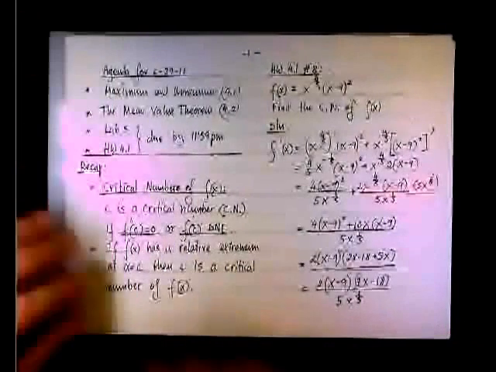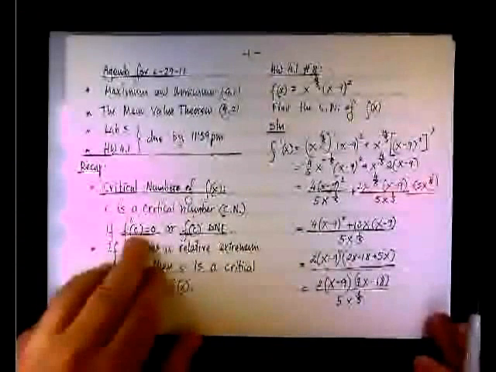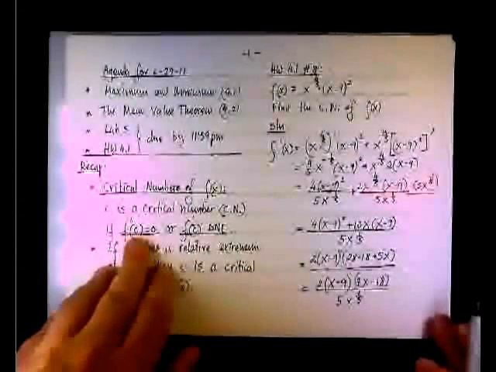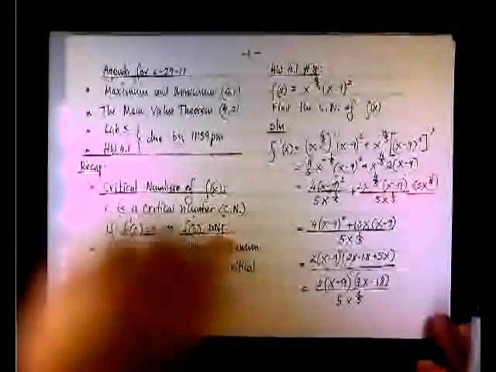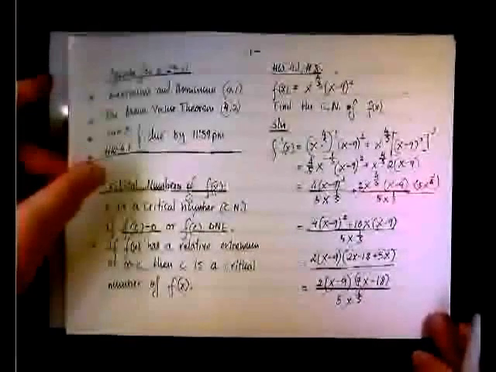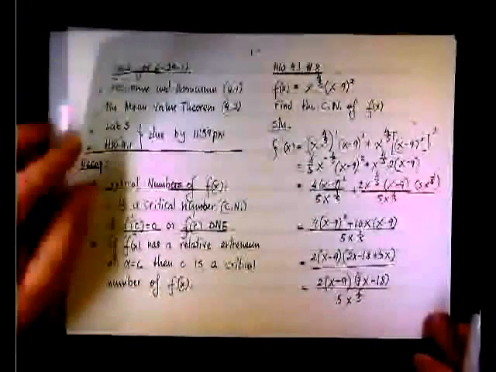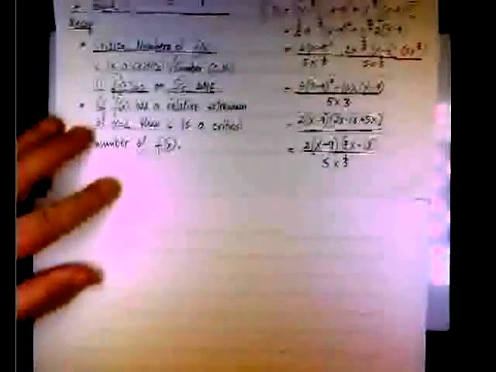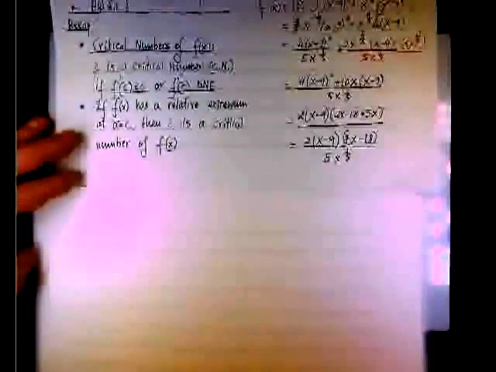And now I'm looking at the critical numbers again, and I see, okay, I need to find values of x such that f prime equals 0 or f prime does not exist. So I have two cases. One, when the derivative equals 0, that will give me one set of critical numbers, and the other when the derivative is undefined. Questions so far?